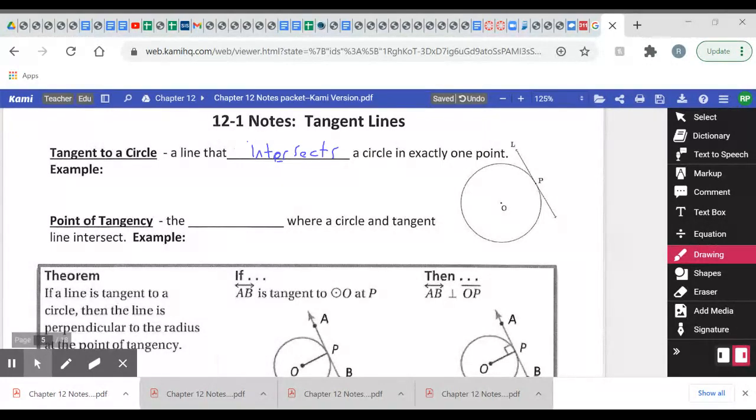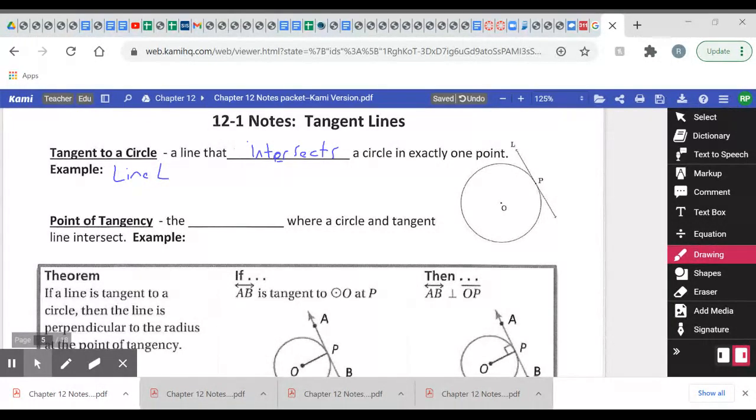So where it says example here, I can say line L is my tangent to the circle because it is the line that skims by the circle and just touches it at one point. And I think I want to make that a capital L since that's what it looks like in the picture.